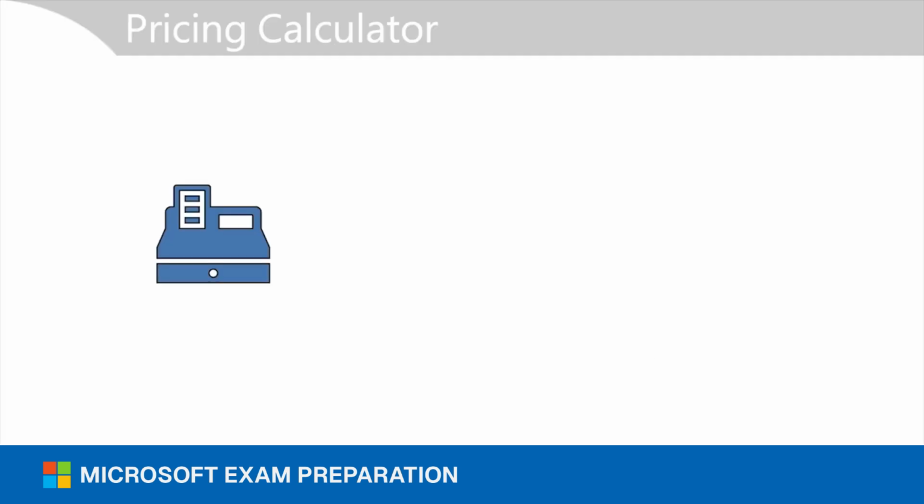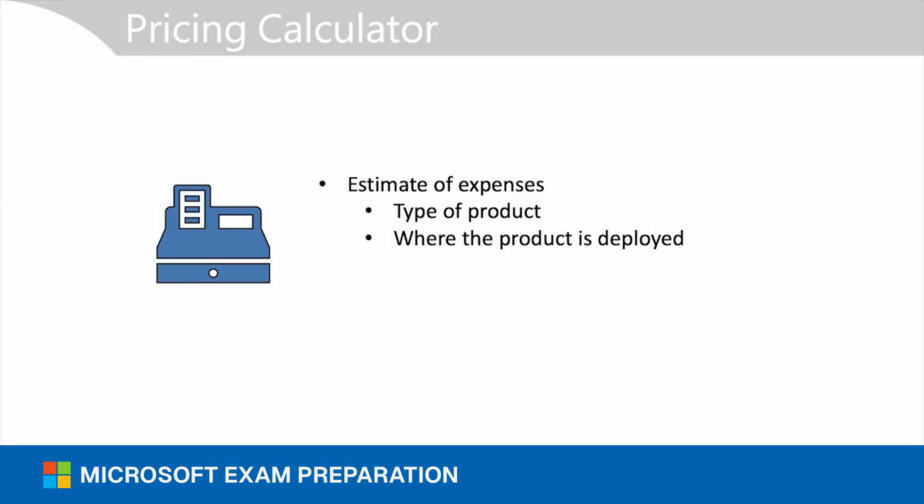So as we've seen, there are many factors that can impact your Azure costs, and it can be pretty hard to try and predict your costs in advance. And that's why Microsoft created the pricing calculator. The pricing calculator can provide you with an estimate of your Azure expenses, and it bases that estimate on the type of product you choose, but it also factors in where that product is deployed, because as you've seen, costs differ depending on region and zone. And it also accounts for other factors that can impact your costs.